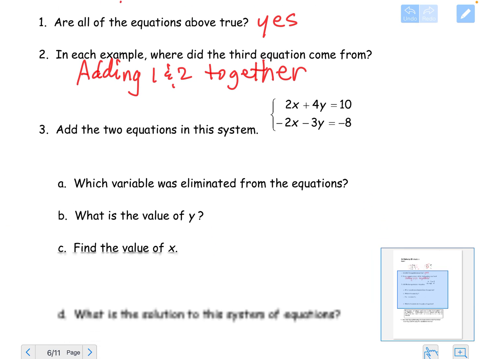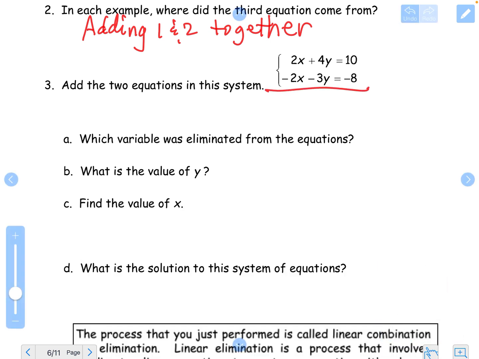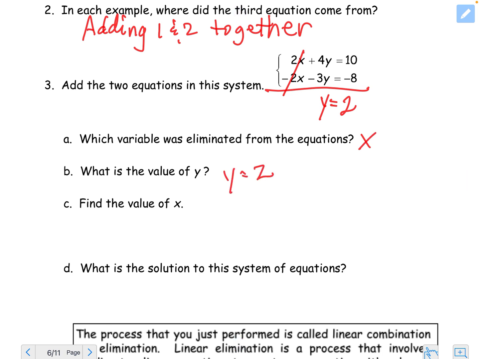So let's see if we could do that algebraically. Let's add these. 2x minus 2x, that's just 0, it cancels. 4y minus 3y is just 1y. 10 minus 8 is 2. Okay, look what happened. X was eliminated. I was able to solve for y. That was easy. Those went away, and I was able to solve for y quickly.